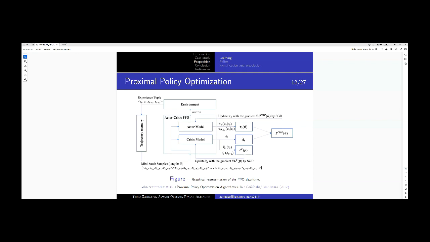So the actor model, which is represented by the policy network, is a neural network. So it uses a softmax function, and invalid actions are masked by assigning significant negative logit values, so that their sampling probability is zero for the agent.